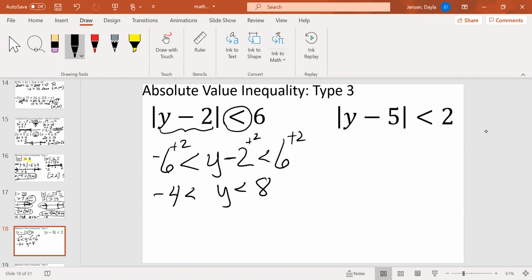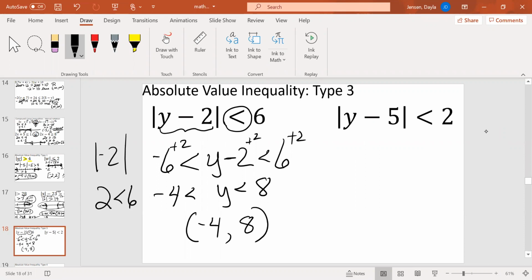Anything in this interval, and if I write it in interval format, negative 4 to 8, anything in this interval, I could put 0. 0 minus 2 is the absolute value of negative 2, which is 2, and that in fact is less than 6. So this is my solution set. If you wanted to write it on a number line, here's negative 4, here's 8, it's everything between.